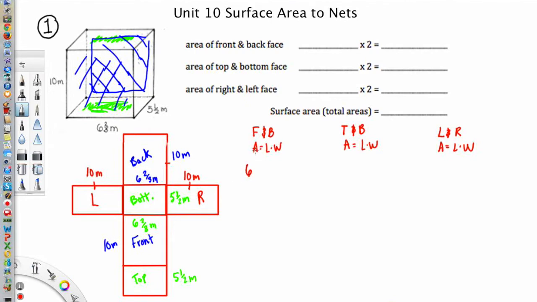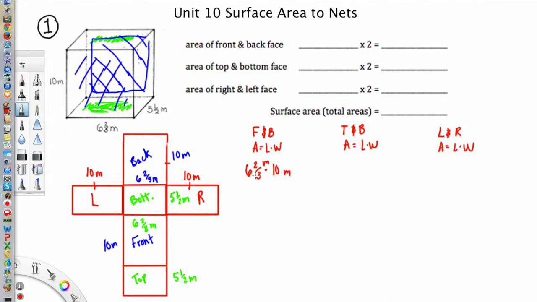I get the area by taking the length times the width. So it's 6 2/3 meters wide. Going a little out of order here. And then the length would be 10 meters. And I'll put my m in there too when I label everything.